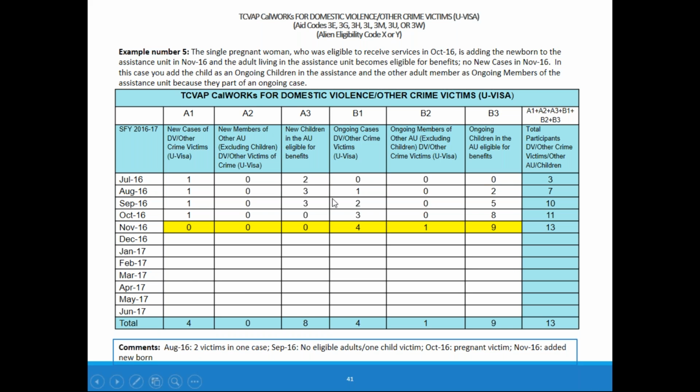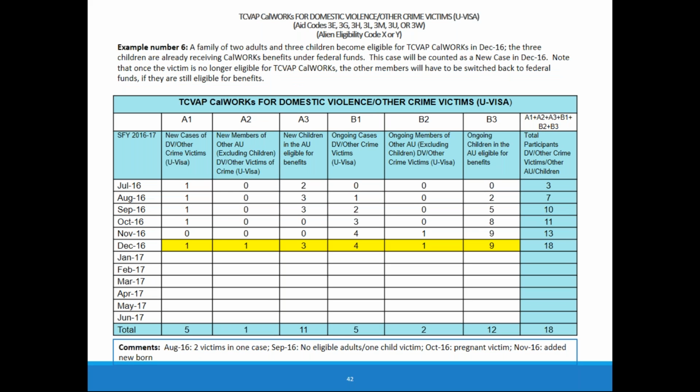Example number 6. A family of 2 adults and 3 children become eligible for TCVAP coverage in December 2016. The 3 children are already receiving coverage benefits under federal funds. This case will be counted as a new case in December 16. Note that once the victim is no longer eligible for TCVAP coverage, the other members will have to switch back to federal funds if they are still eligible for benefits. This information will be entered in the December 16 row.